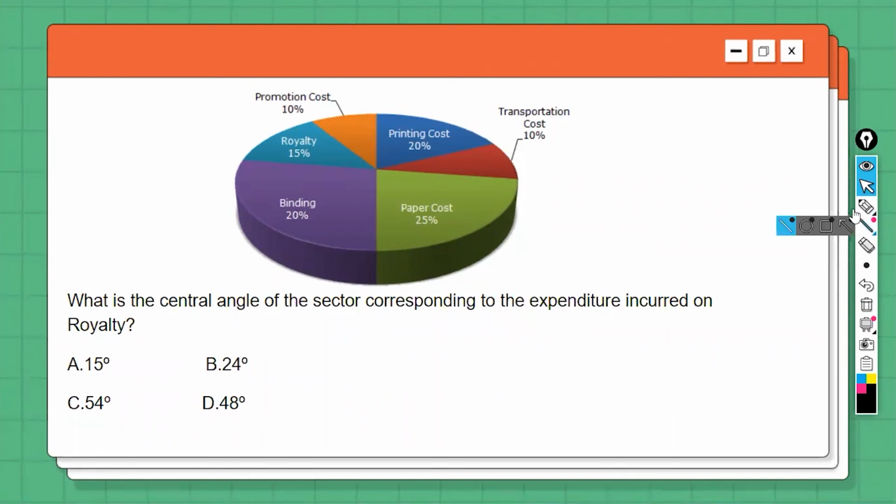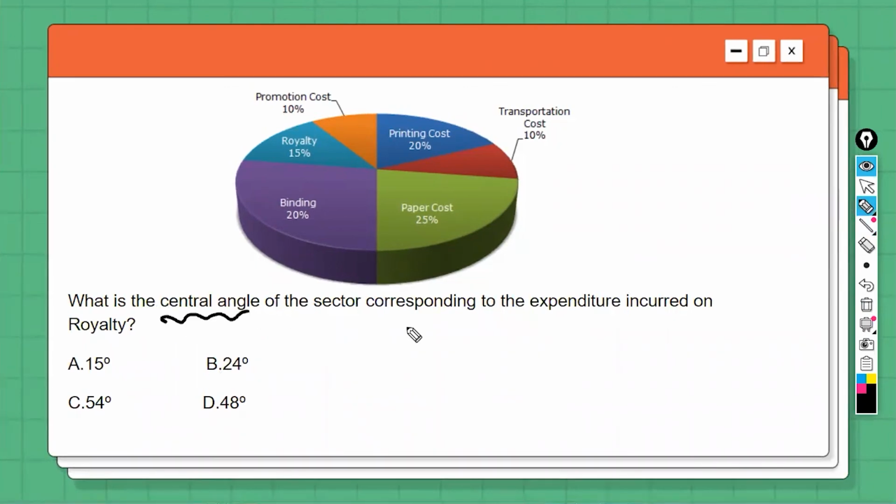See, what is the central angle? They have just asked the angle question corresponding to expenditure. Okay. What is expenditure here? Expenditure incurred on royalty. This value is asked. See, before calculating it, like remember the clue which I've told you? Whenever they ask angle, angle should be a multiple of what?